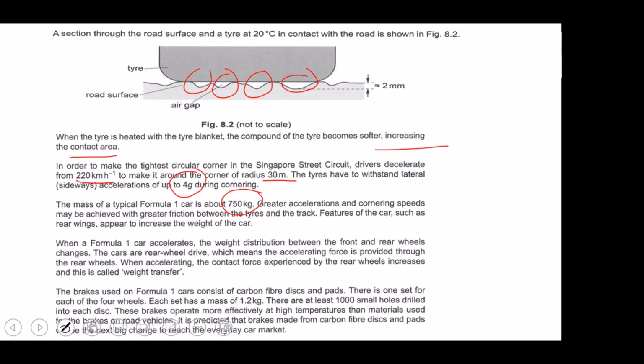Then they also mention the distribution of weight, right, between the front and the back. So this is called weight transfer. So when the car accelerates, there's actually a transfer of weight from the front to the back. Okay. They also use brake pads, right? There's a set for each of the 4 wheels, so altogether there are 4 brakes. Each set has a mass of 1.2 kg. There are about thousands of holes, right? So later on they'll ask you what's the purpose of the holes in the brake pads.